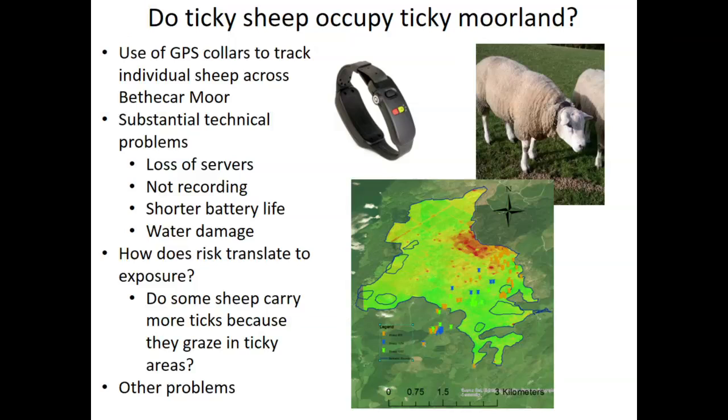And they were all using pour-on at different times, whereas I think if they were to work together, it would really help. And secondly, is that ticky sheep graze on ticky moor, although we can't really answer that with that.